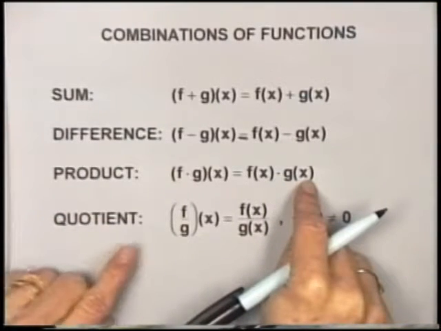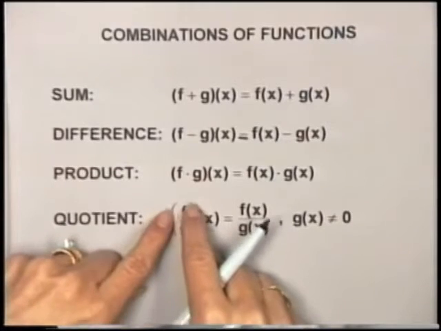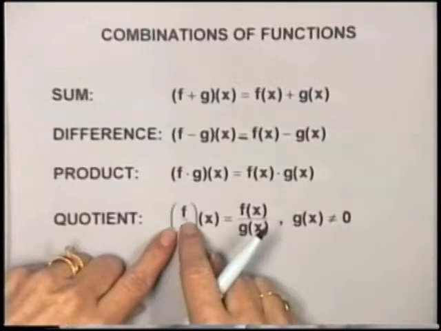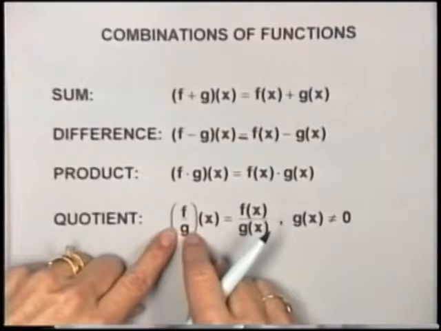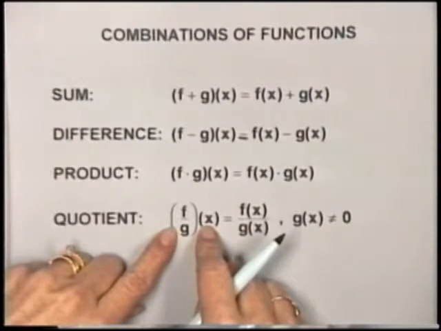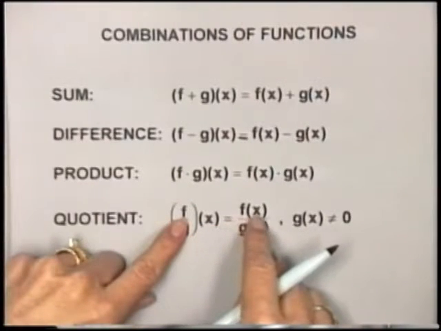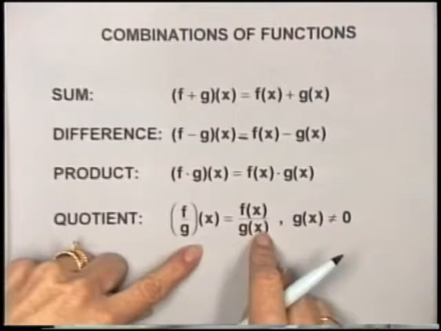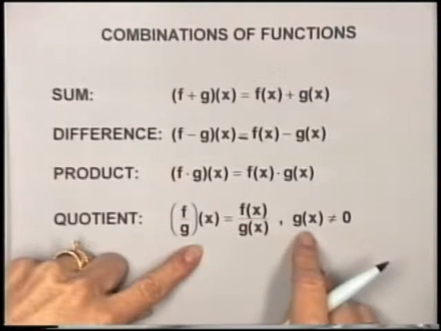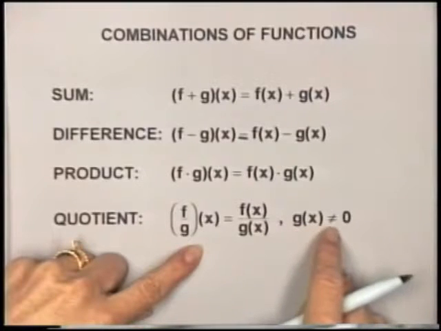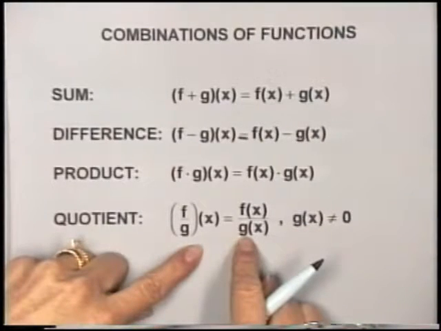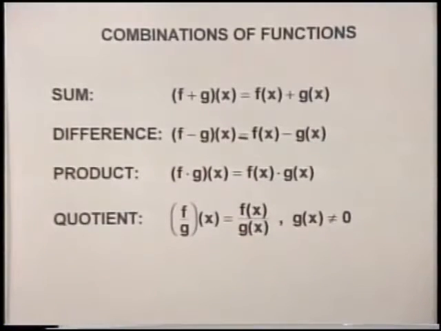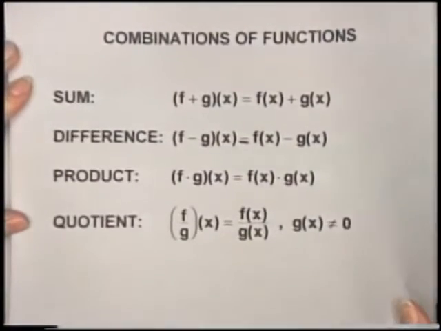And our last operation is our quotient of two functions. The function f divided by g, f over g, or f divided by g of x, is equal to this function f of x divided by g of x. You'll notice I've added here that this g of x function down here cannot be 0. And of course we've put that in because denominators may not equal 0. Let's see how these operations on functions work.